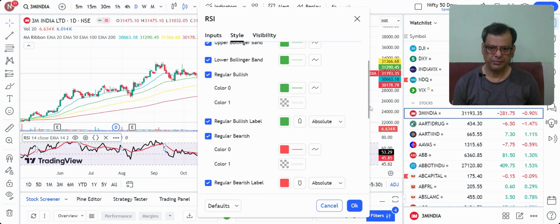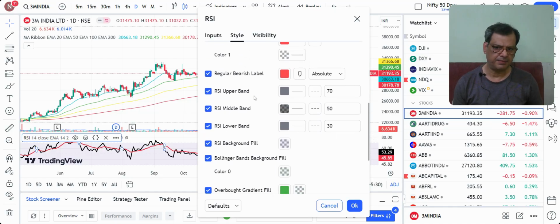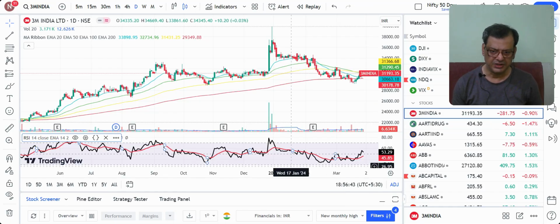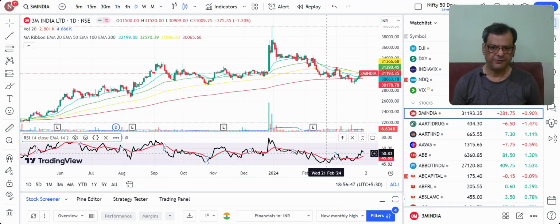Now, there is something called overbought and oversold. So, if you look here, RSI upper band by default is at 70, and lower band is at 30, and the middle band is 50. I have kept it at 50 here. If you see this dotted line here, this is the lower band. If you see the dotted line here, it is the upper band. The black line is the RSI 14. The red line is the EMA 14 period.